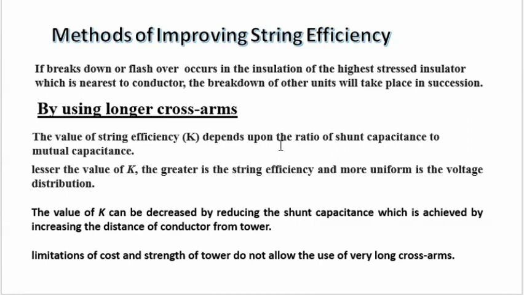As we have discussed in previous slides, the string efficiency is denoted by K, and it depends upon the ratio of shunt capacitance to the mutual capacitance. So, the lesser the value of K, higher will be the string efficiency and more uniform is the voltage distribution. The value of K can be decreased by reducing the shunt capacitance, and that is achieved by increasing the distance of conductor from the tower.